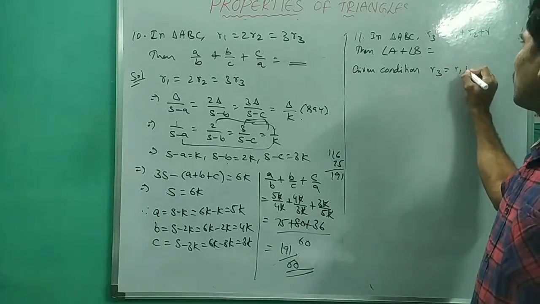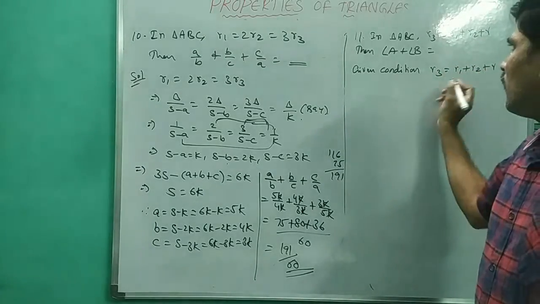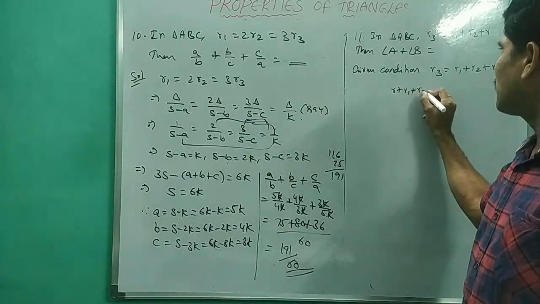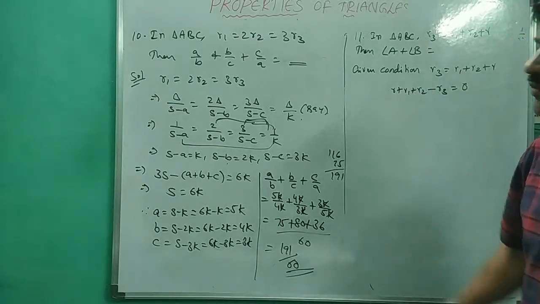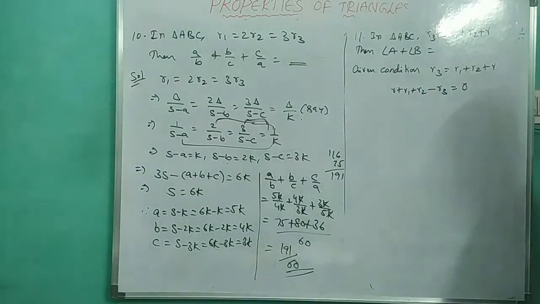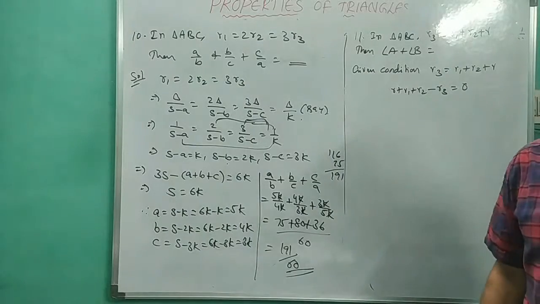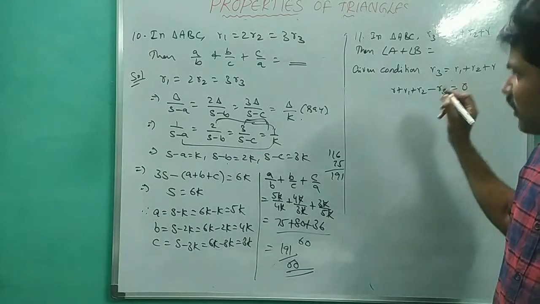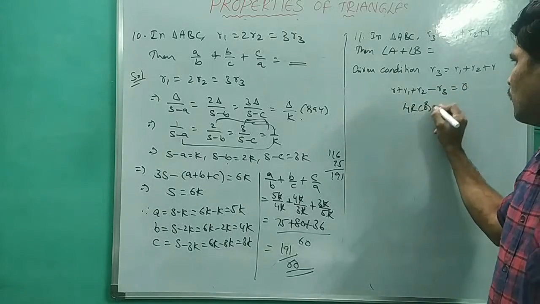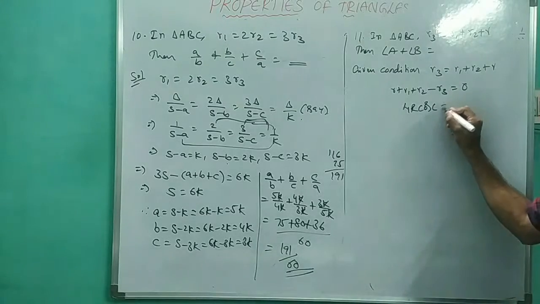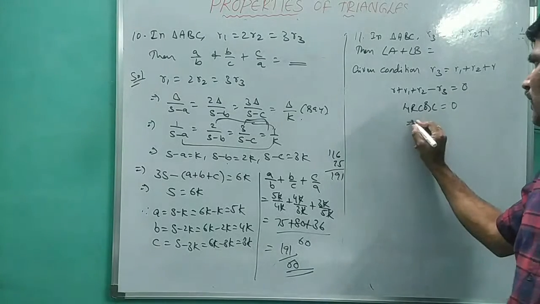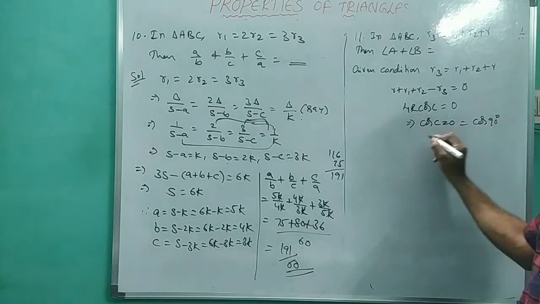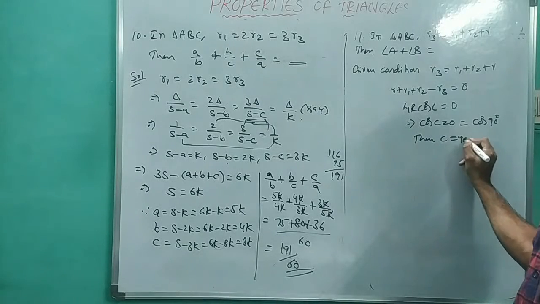r3 equal to r1 plus r2 plus r. Now here we write r plus r1 plus r2 minus r3 equal to 0. Now clearly this equals 4R cos C. Here that value equals 0. From that, cos C equal to 0, which equals cos 90. Then C equals 90 degrees.